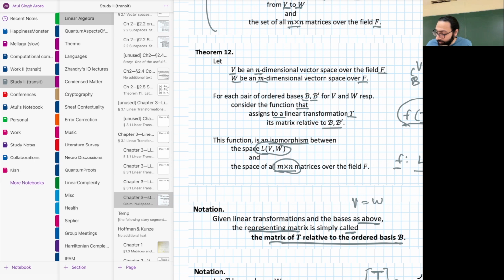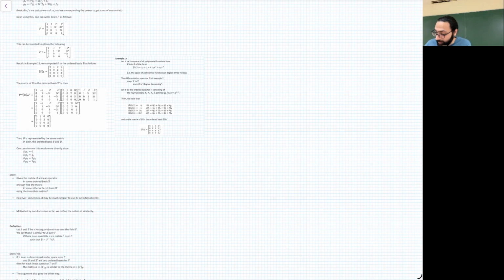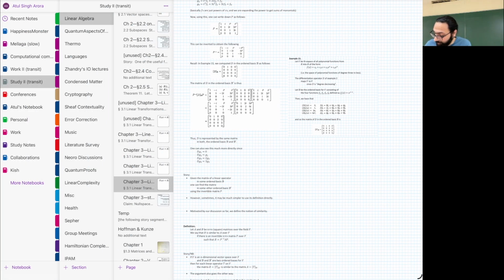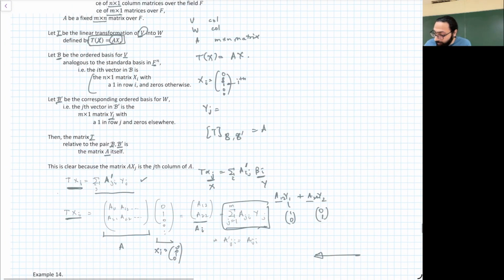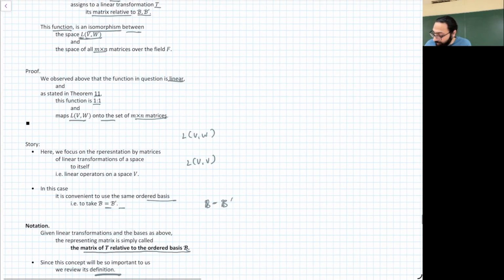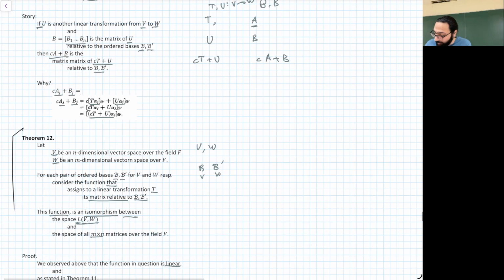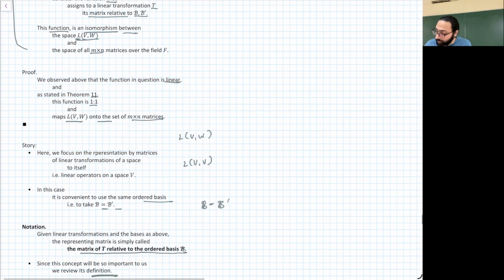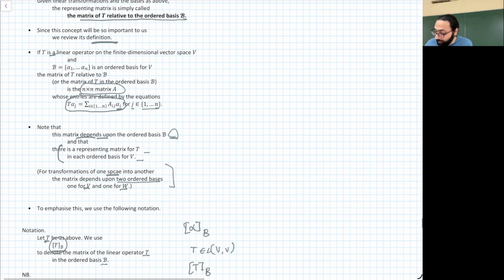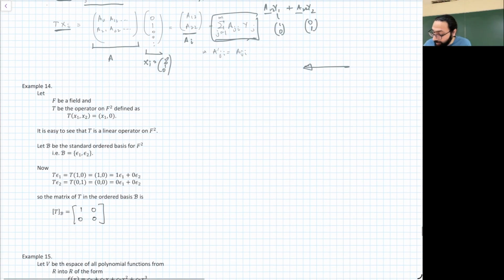The statement was that this is an isomorphism. And now we're going to continue from there. This is the theorem statement that we just saw, theorem 12. The proof we already saw in one of the previous lectures. So now we're going to continue with an example.